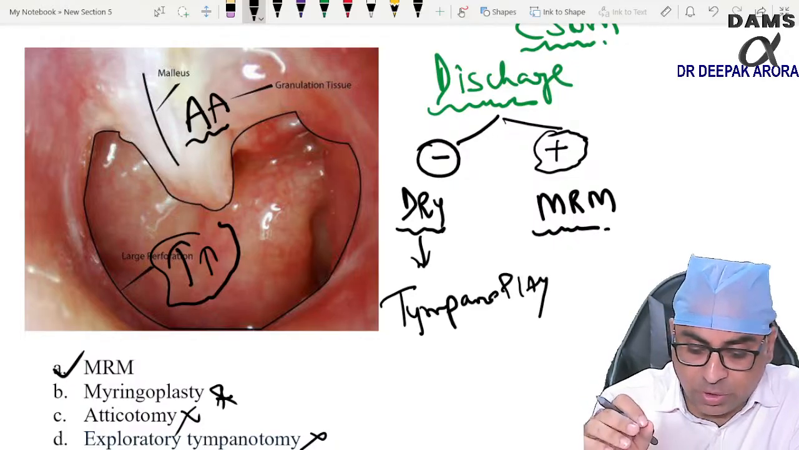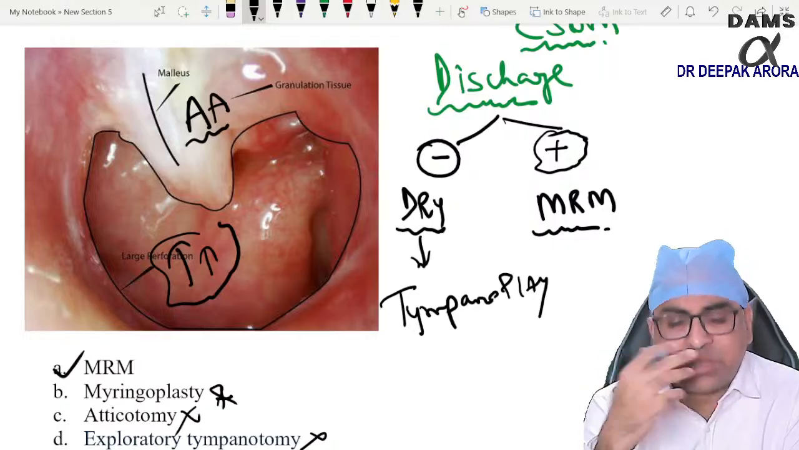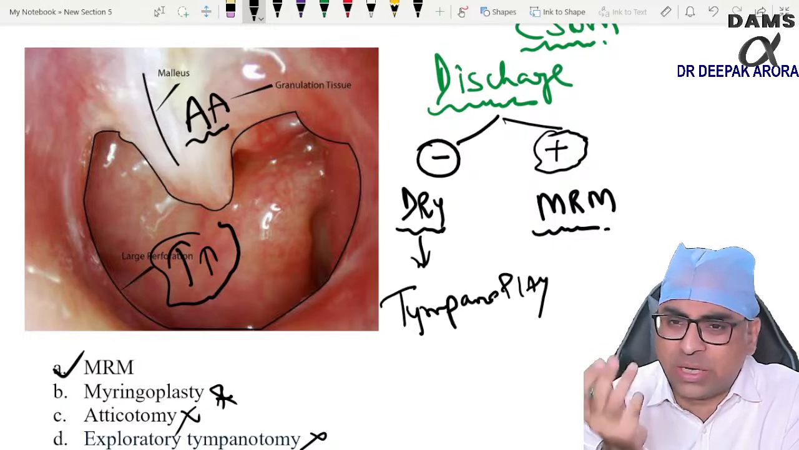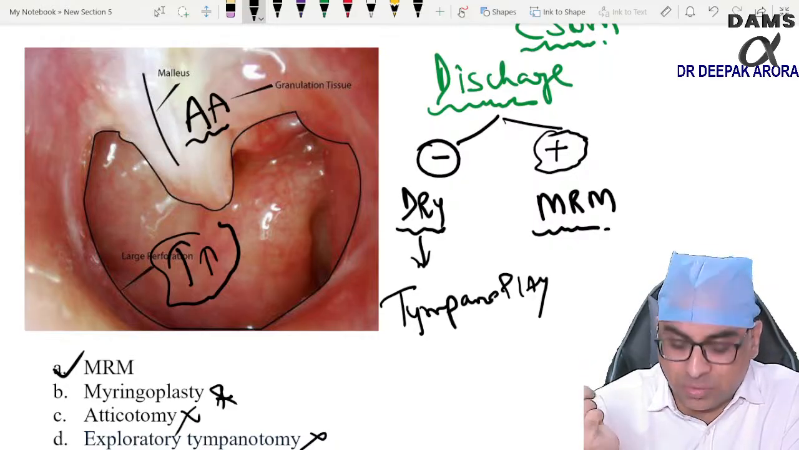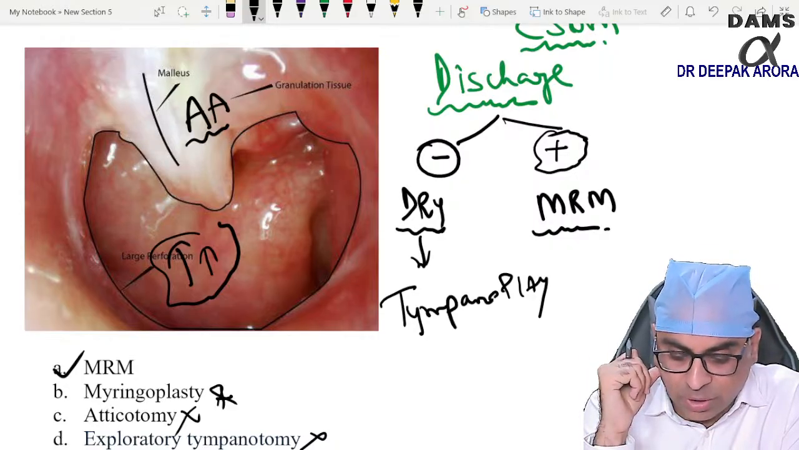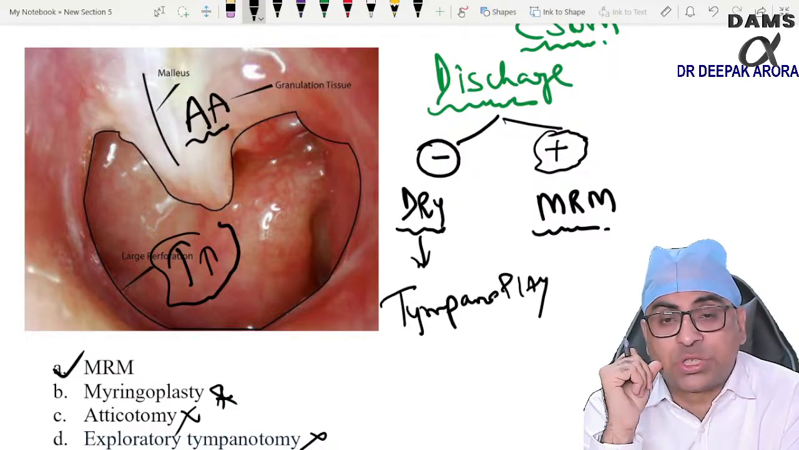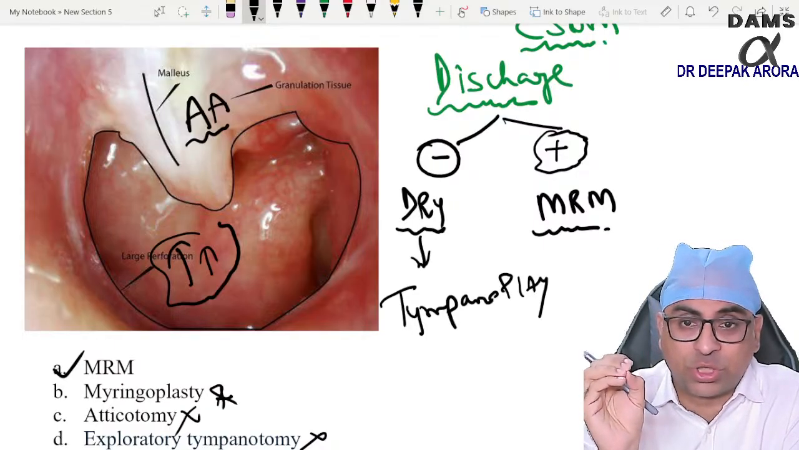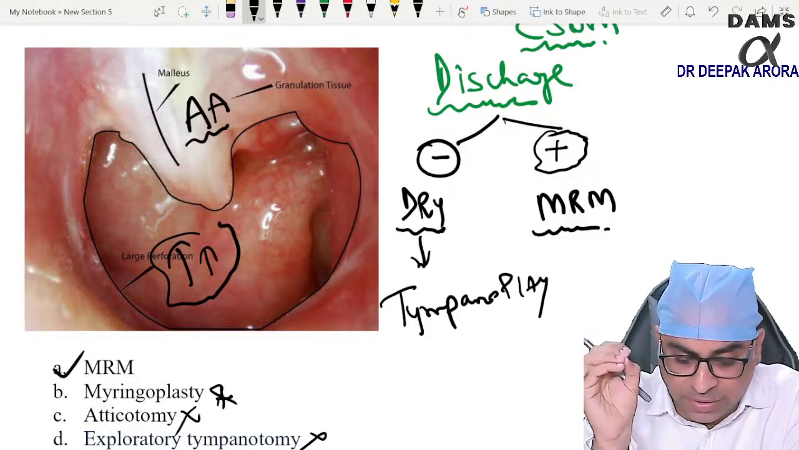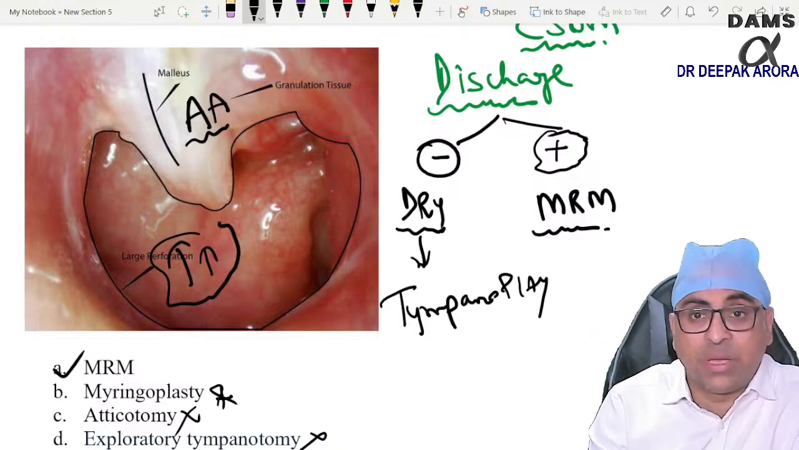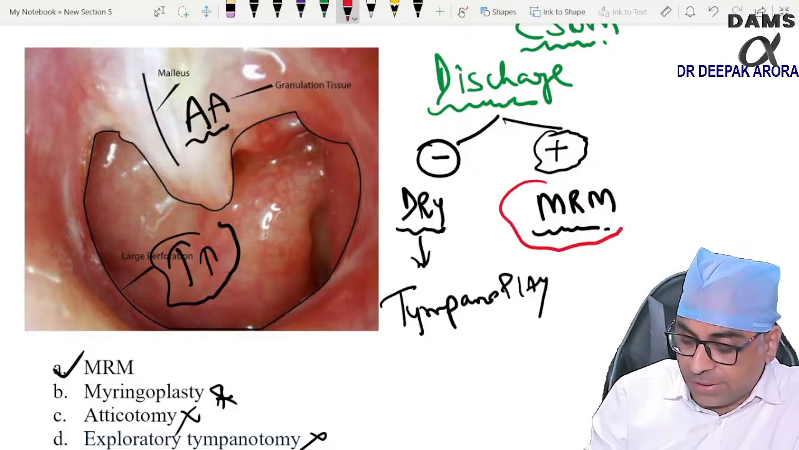Now one student is saying all the ossicles are damaged. The ossicle injury may not be there in safe or unsafe. Ossicular damage is not a criterion to differentiate. Chronic ear discharge with perforation, big subtotal perforation, granulation visible, diagnosis going in favor of unsafe ear. My answer will be MRM, modified radical mastoidectomy.